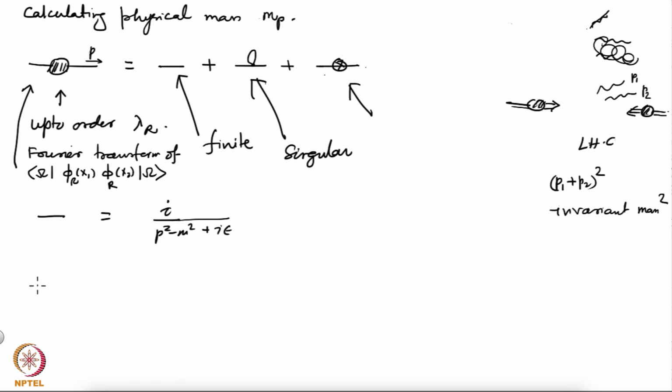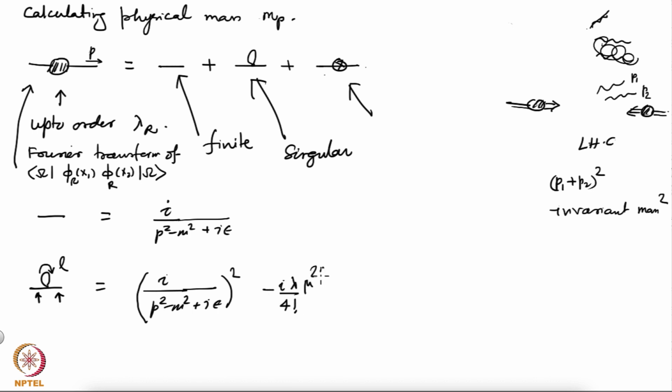Okay, this one has two factors of i over p square minus m square plus i epsilon, right? One coming from this propagator, another coming from this propagator. So you have a square of it times this integral. Okay, so let's assign a loop momentum L, and this integral is, so let me first write down the vertex. It is minus i lambda over 4 factorial mu to the 2 epsilon. Okay, that is our vertex.